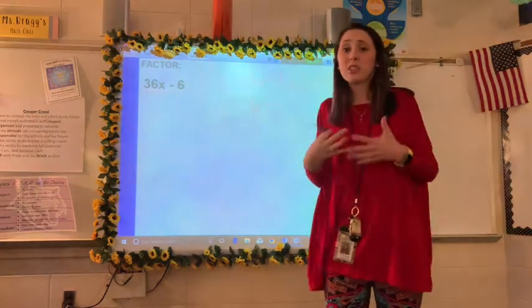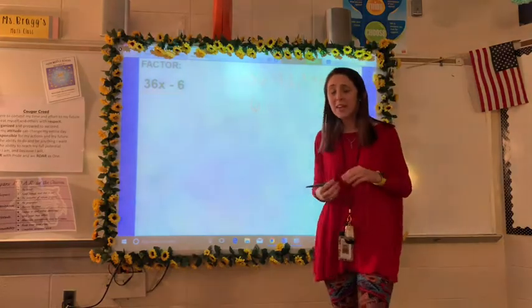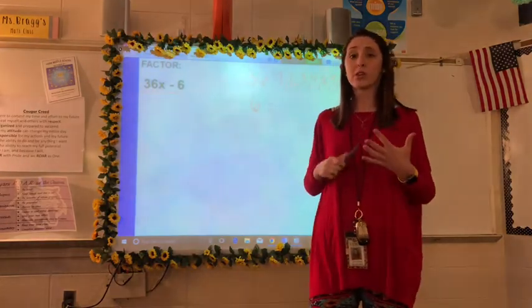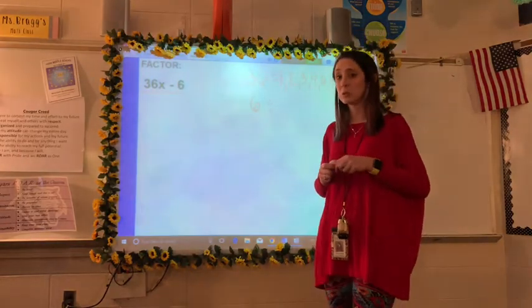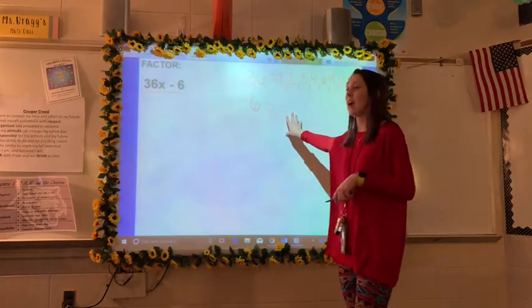If you are having trouble pulling out those greatest common factors, this might be a good thing to go on IXL for. There are some in 5th grade that work with your greatest common factors and your least common multiples. Because if you're not confident in that process, then you're going to struggle with factoring, okay?